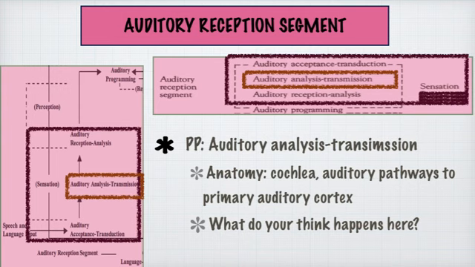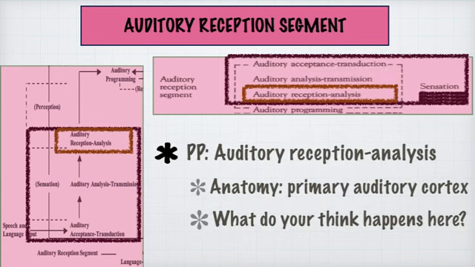Next is the analysis transmission. So this happens from the cochlea, auditory pathways to the primary auditory cortex. So pasaka ni siya from the cochlea up to the cortex. So in this area there is coding and analysis of frequency, intensity, and durational characteristics.